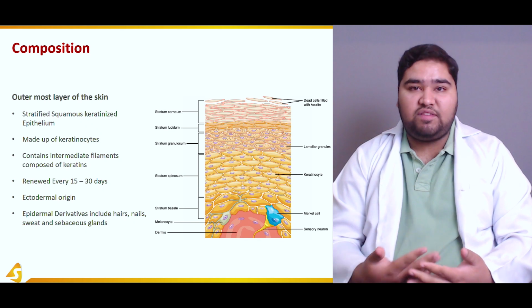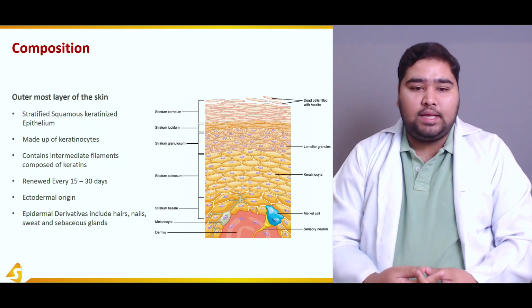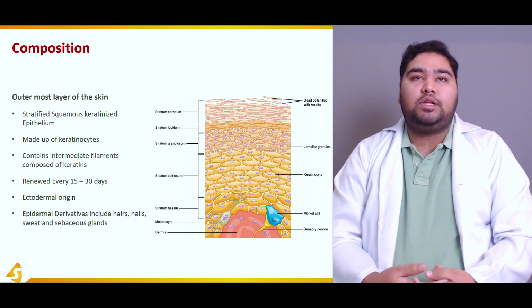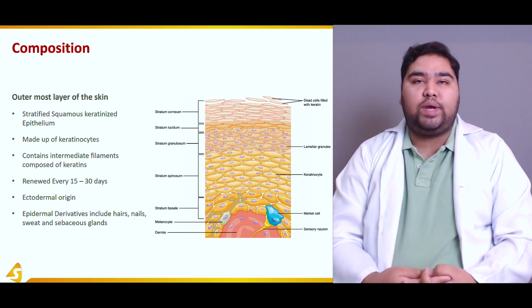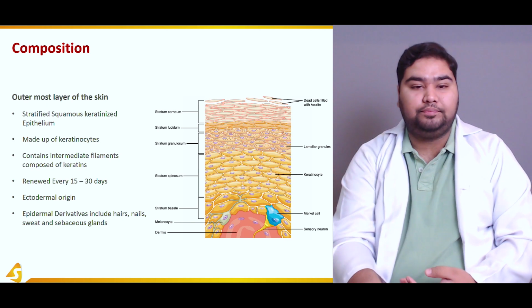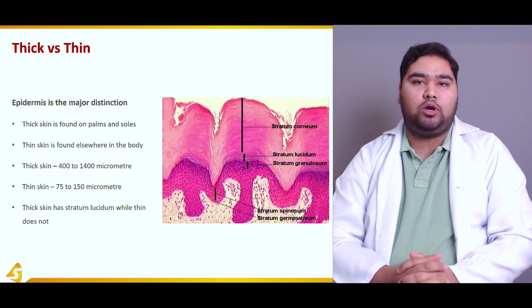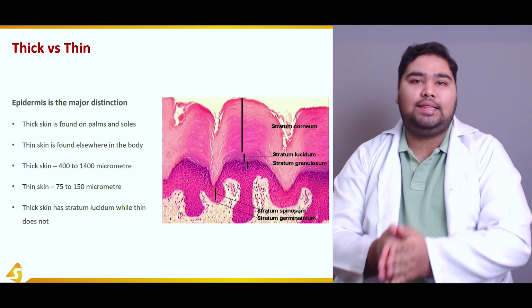It is renewed every 15 to 30 days. It is ectodermal in origin, and epidermal derivatives include hair, nails, sweat, and sebaceous glands. There are two types of skin in the human body. There's thick skin and thin skin.